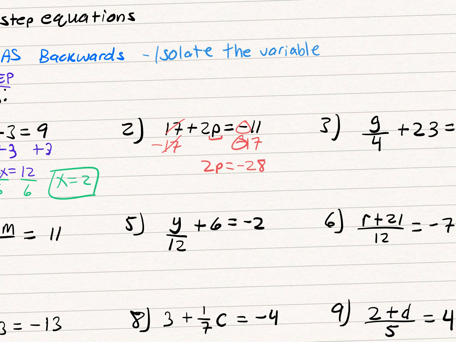All right. And then the next thing we want to do, 2p is the same as 2 times p. And the opposite of multiplying by 2 is dividing by 2. All right, and then negative 28 divided by positive 2 is going to be negative 14.